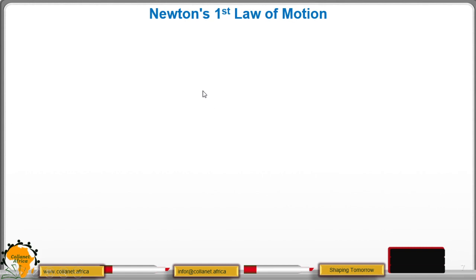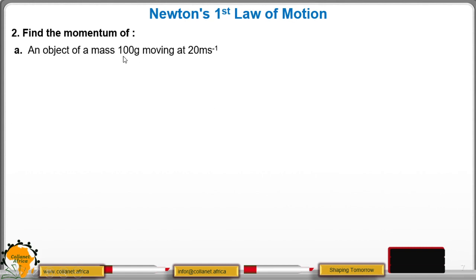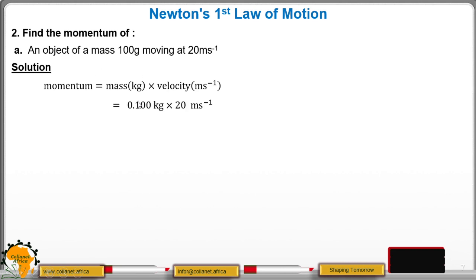Then we look at another example. Find the momentum of a body of mass 100 grams moving at a velocity of 20 meters per second. In this case, the mass is in grams. So first of all, we have to convert this mass into kilogram by dividing by 1000. When you divide by 1000, you get 0.100 kilogram. Then after that, you multiply by velocity, which is 20 meters per second. And by multiplying, you get that the momentum is 2 kilogram meter per second.